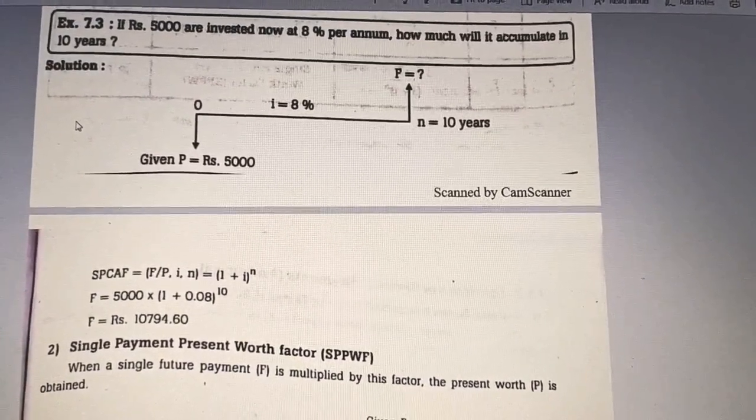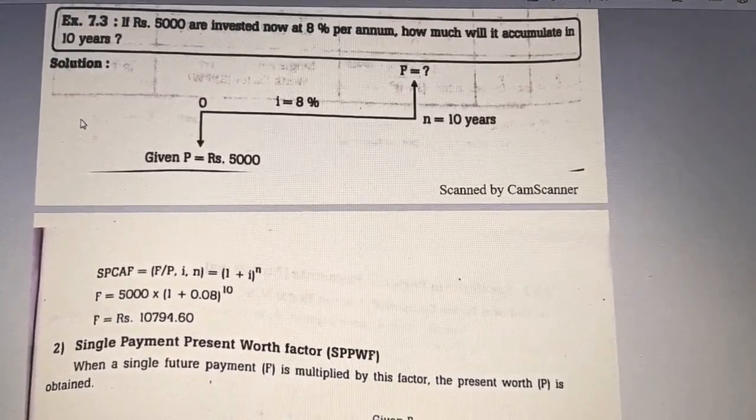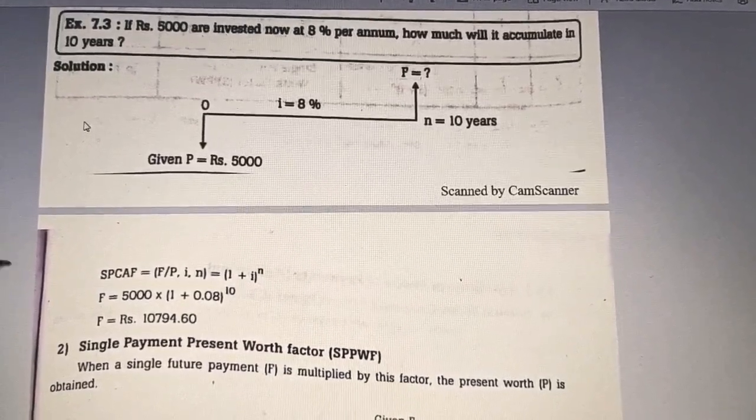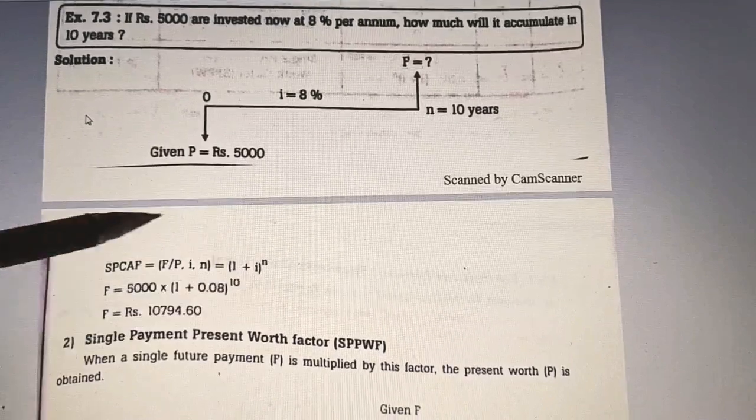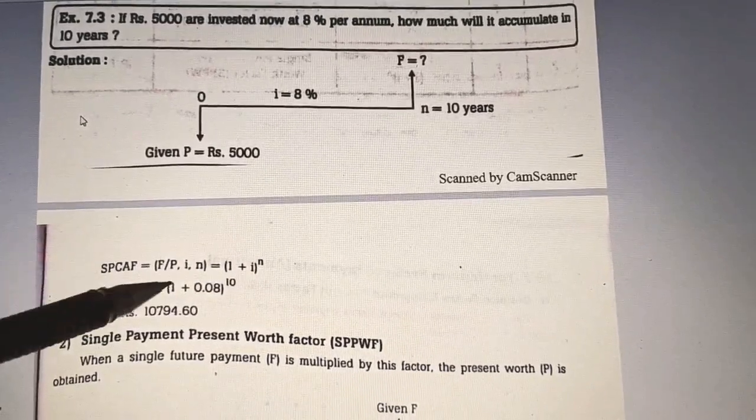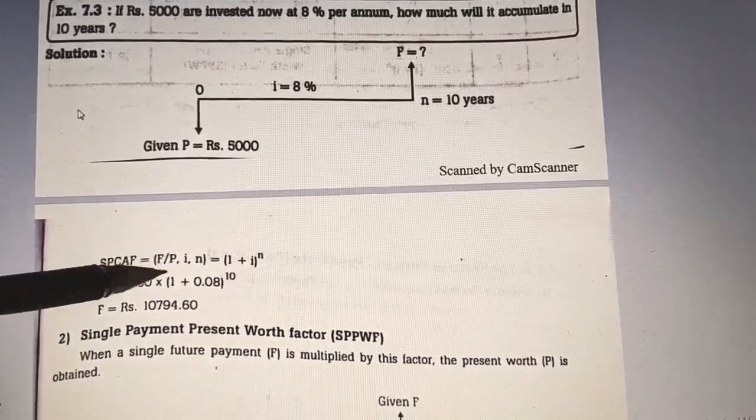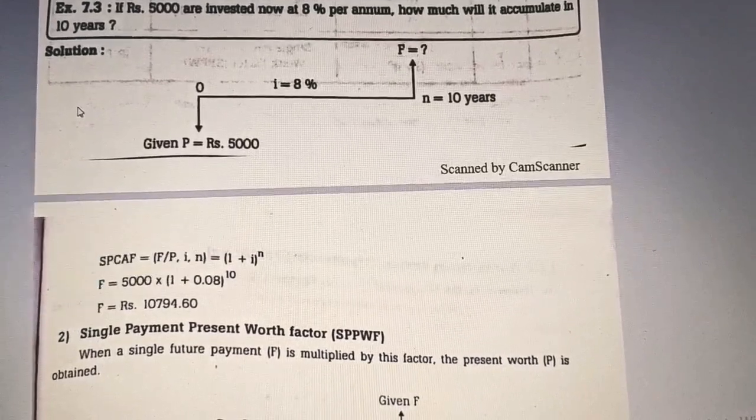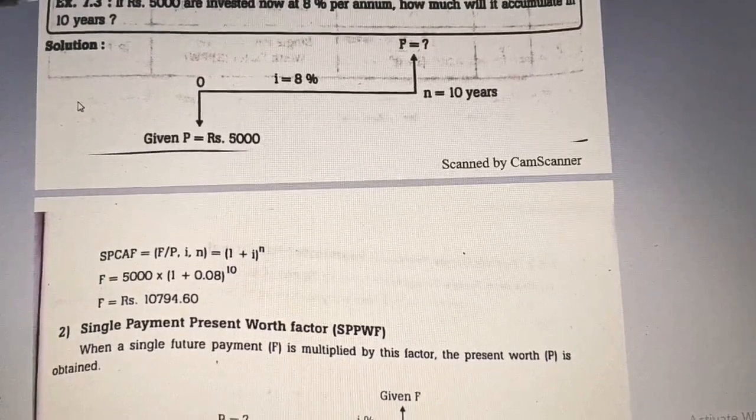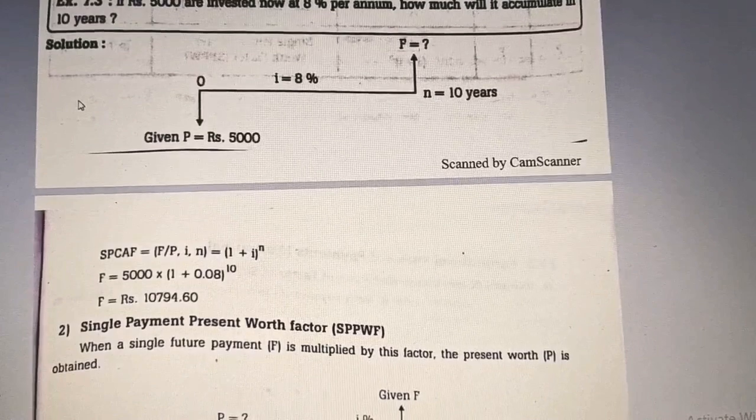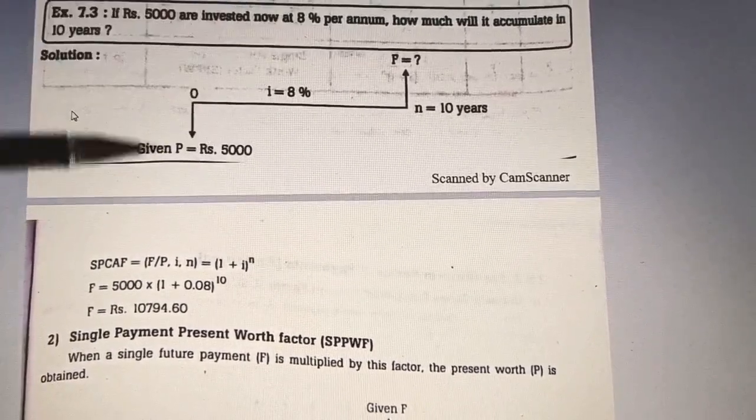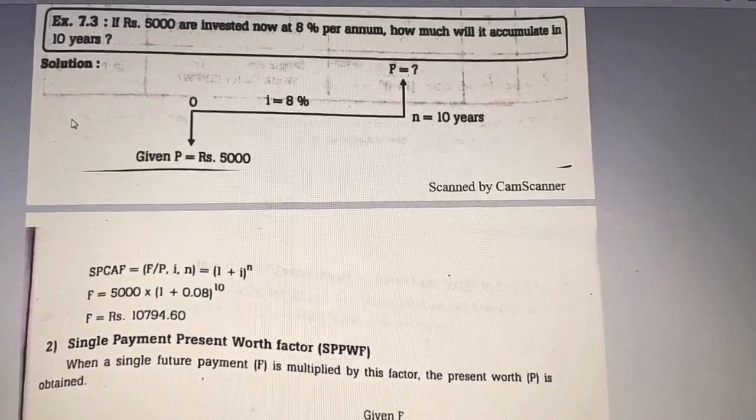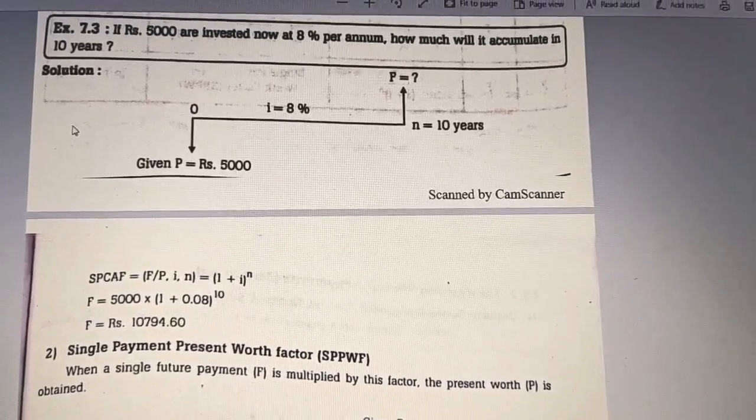So now for this given numerical problem, first we are supposed to write the given data. After that we are supposed to write this formula SPCAF, or F is equal to P into 1 plus I raised to N. After that I have to go for the substitution, and then I have to calculate this number along with this graphical representation, which will be fulfilling our requirement.